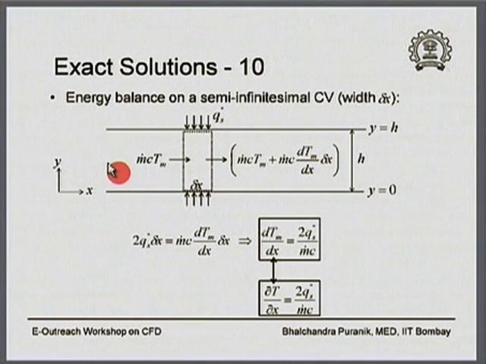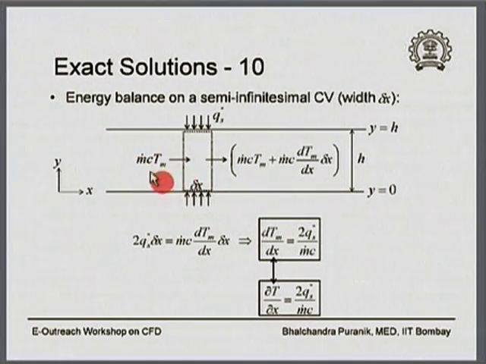Now going back, we perform an overall energy balance in the sense that we choose what is called a semi-infinitesimal control volume. The semi-infinitesimal control volume spans the entire width of the channel, but it has a length of only delta x. If you perform the energy balance, you will realize that the energy flow into this control volume is a steady flow, so there is no accumulation.